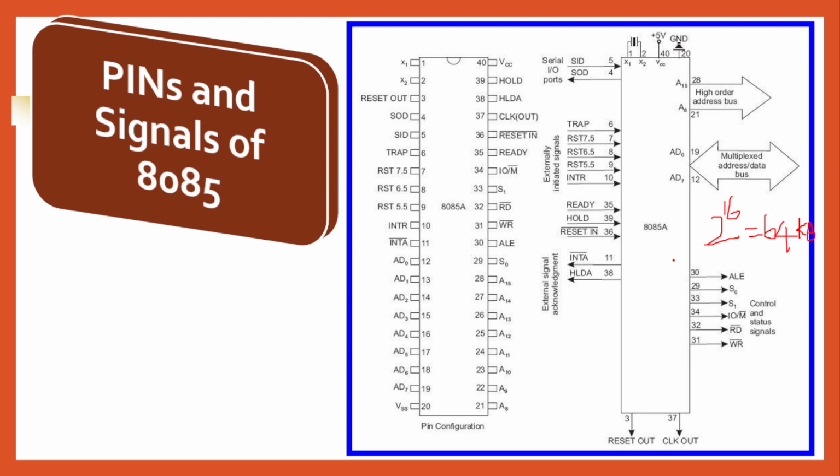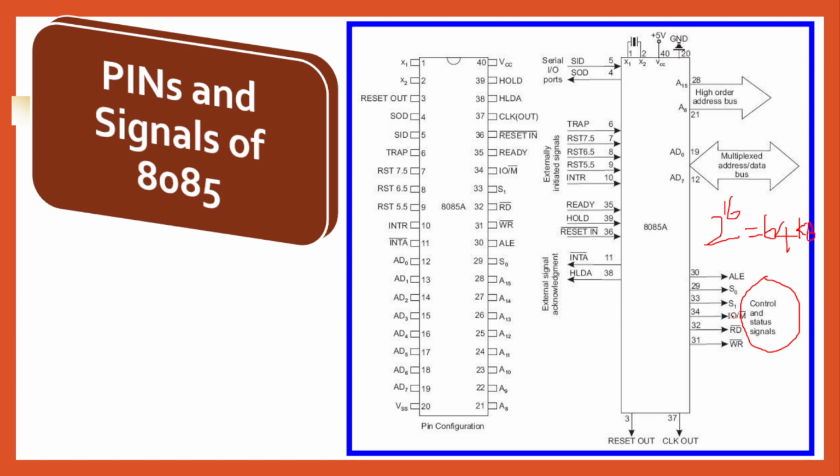Then we have signals like control and status. The control signals are read, write, IO bar M bar. So these three are control signals. Control in the sense, suppose you want to read an input device, the read signal is enabled here. Some of the signals are active low here, which is indicated by a bar. Active low signal means normally the signal is high, and whenever the signal is enabled, only then will it become 0. That is an active low signal.